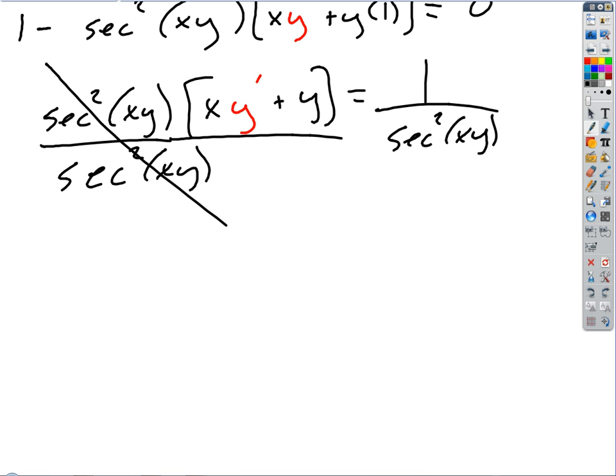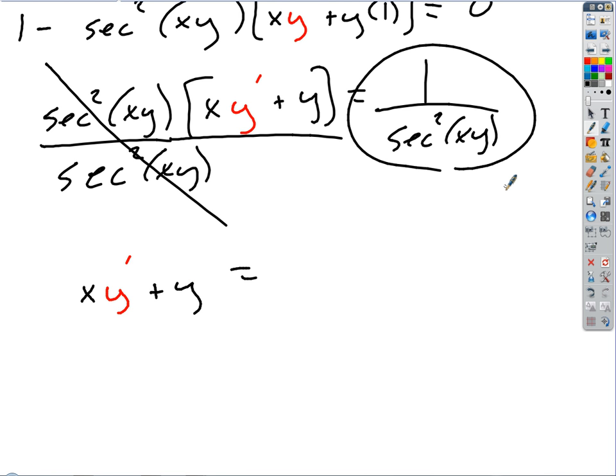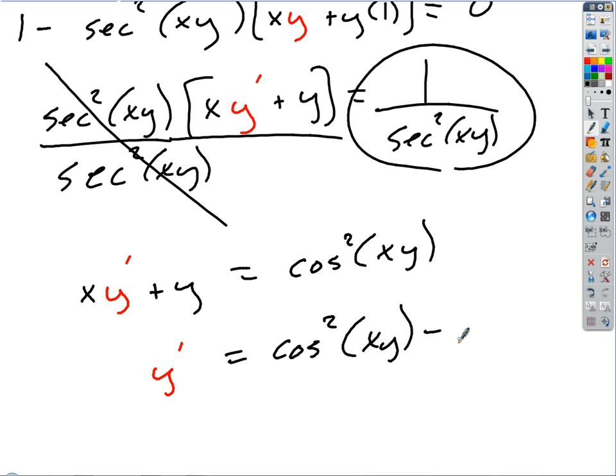And then that gives me x y prime plus y equals, what did we say that is? 1 over secant squared something is cosine squared. That's looking a little better. Just subtract y and divide by x and we're done, right? Just like that.